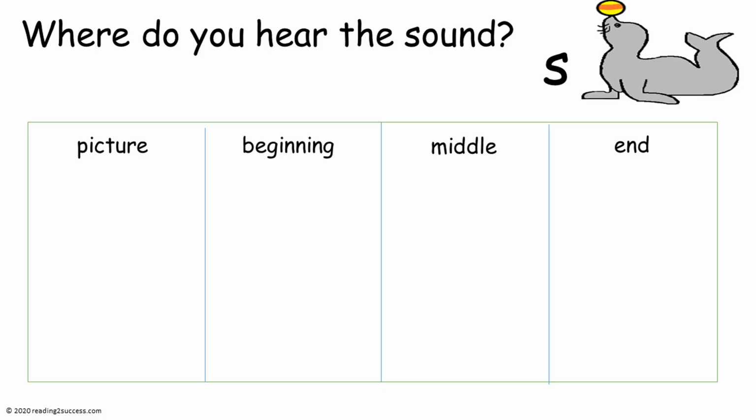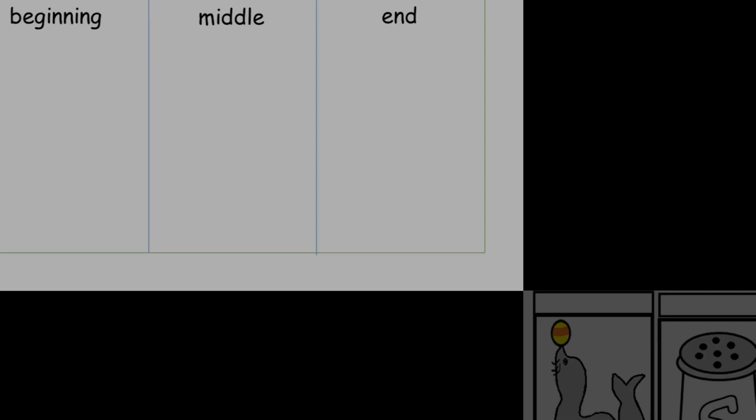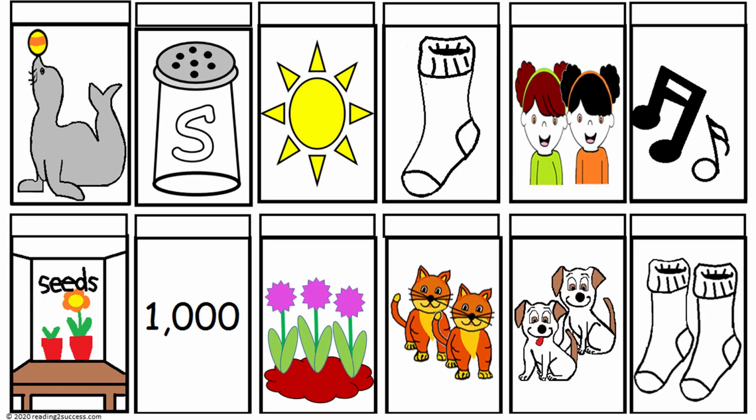So now we're ready for kids to do the first activity. It is called Where Do You Hear the Sound? And this is the first template. And then the second template has all of the pictures that need to be cut out and placed on the first template.